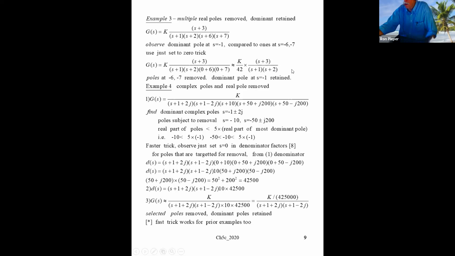So what's the takeaway here? The takeaway is when you're doing this comparison, you can and should go after the most dominant pole for pole removal purposes, because if we applied it with s equal to -2, neither of these other two poles would qualify. What we want to say is that one of these poles is going to determine which other ones can be neglected. And as correctly pointed out, the -1 is the dominant pole.